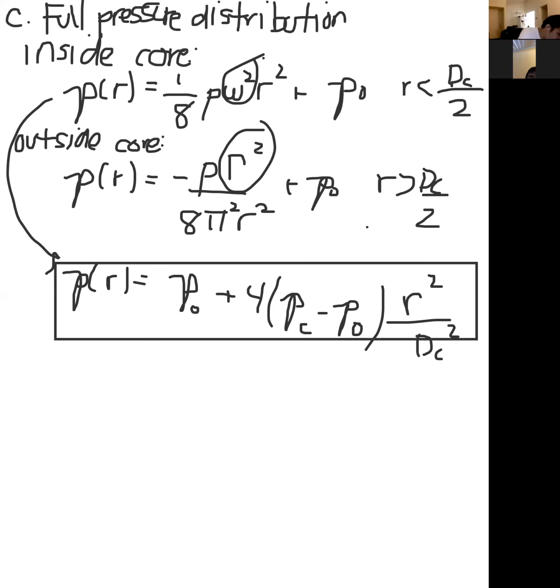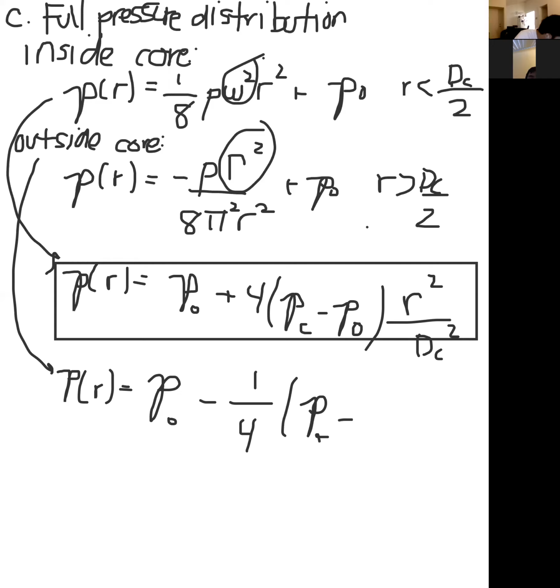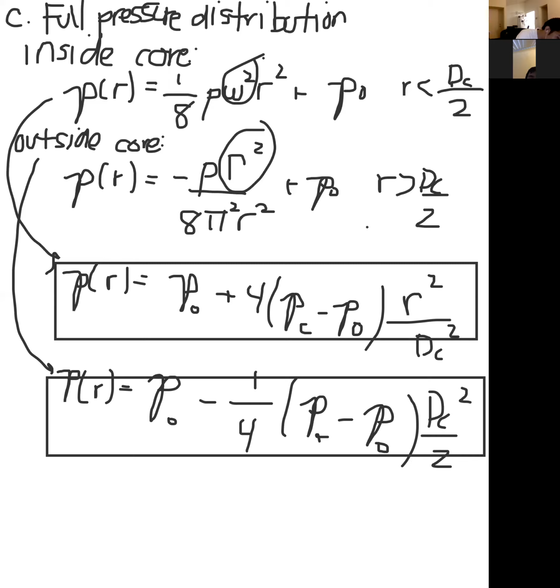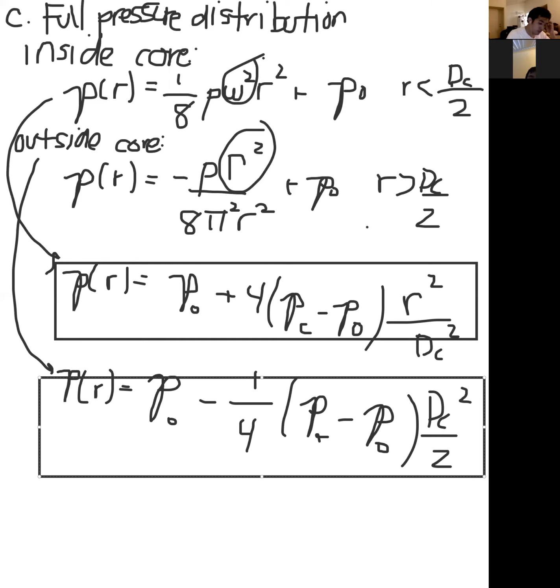And then outside the core, we plug in for our circulation. We get the following: P of R is equal to P naught minus 1 over 4 times (P_C minus P naught) all over (D_C over 2) squared.